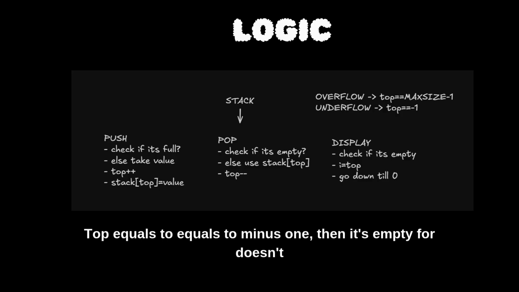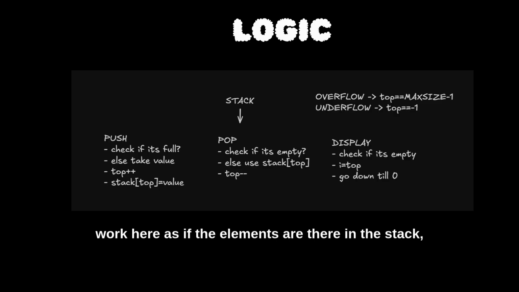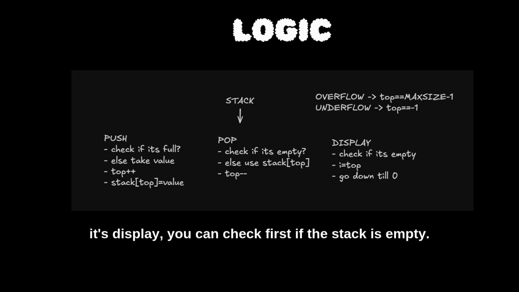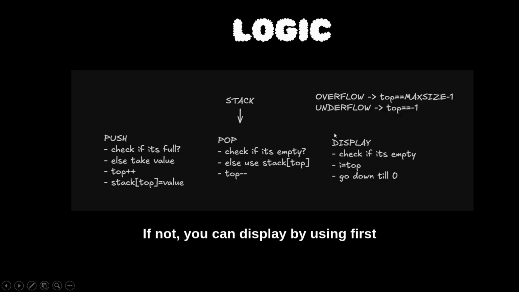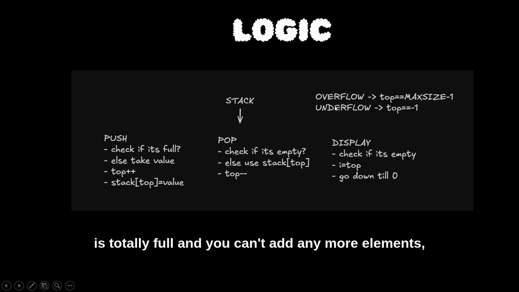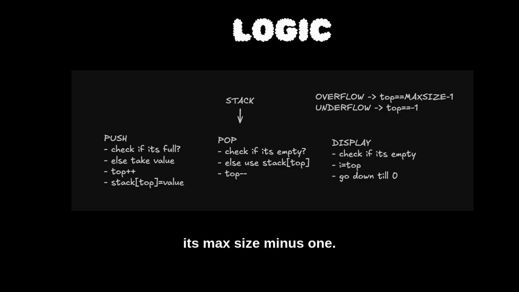So top equals to -1, then it's empty. Pop doesn't work here. Else, if the elements are there in the stack, you can pop the element out by using top minus minus. If it's display, you can check first if the stack is empty. If not, you can display by using a for loop with i equal to top. And overflow is when the stack is totally full and you can't add any more elements. It's max size -1.